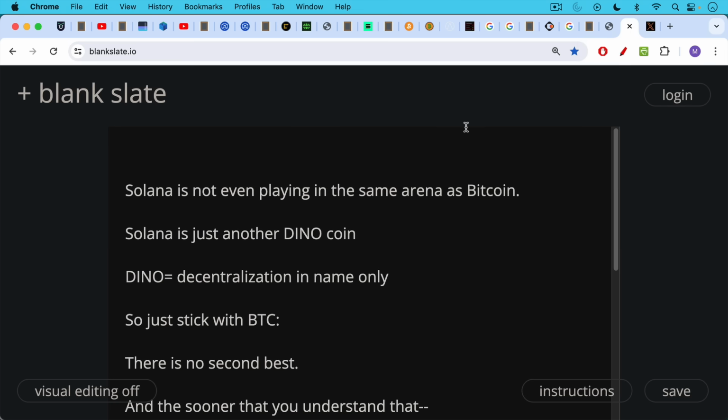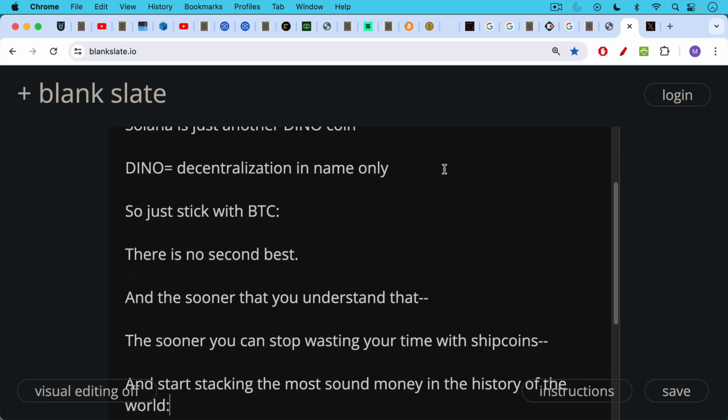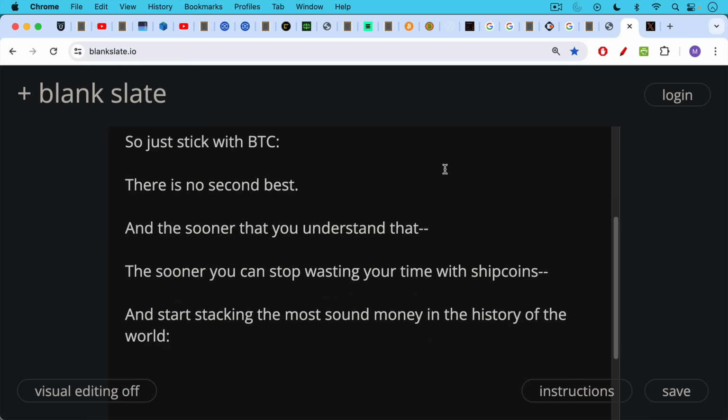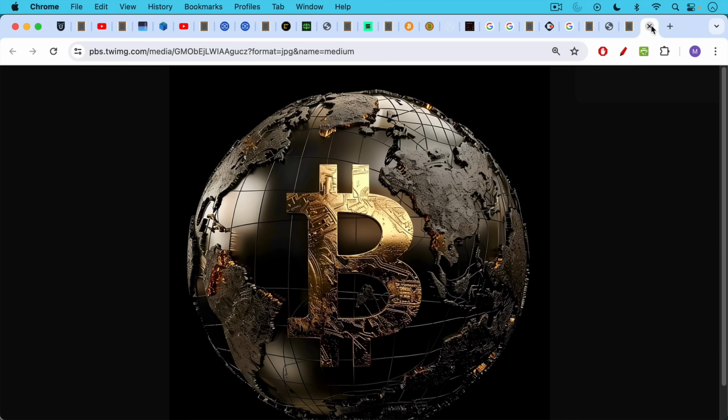Solana is not even playing in the same arena as Bitcoin. Solana is just another Dino coin, decentralized in name only. So just stick with Bitcoin. There is no second best. And the sooner that you understand this, the sooner you can stop wasting your time with shitcoins and start stacking instead the most sound money in the history of the world.